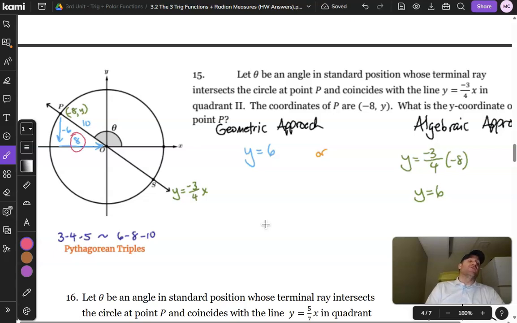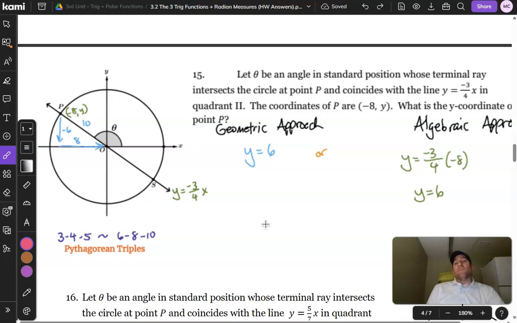Which means we also have to do the down 3 two times, which is why you see a negative 6 over there. And if we have a right triangle here, well, first things first, that means our y-coordinate has to be 6 if the x is negative 8.